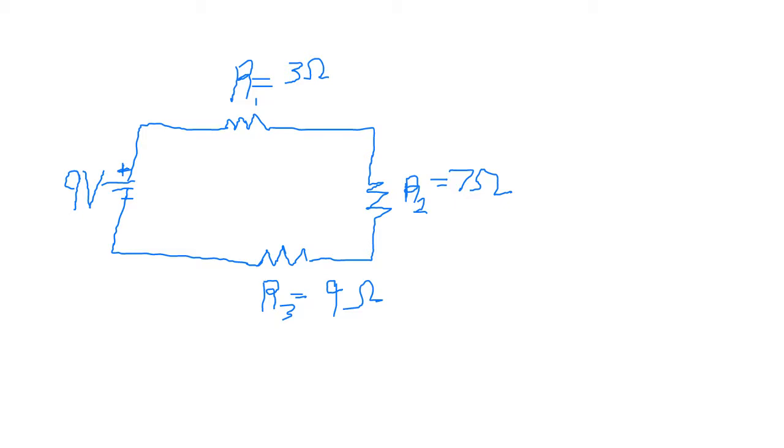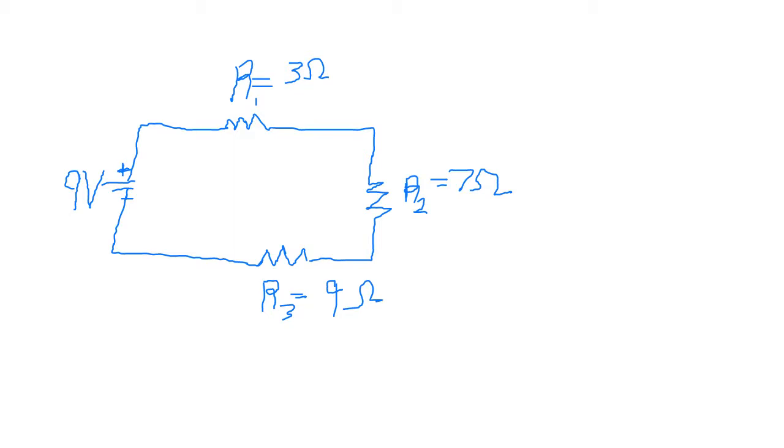Okay, so I drew this out. What you have here, you have 9 volts coming into this circuit. R1 is equal to 3 ohms, and that's another thing that I didn't say: ohms are the units for resistors. R1 is 3 ohms, R2 is 7 ohms, and then R3 is 9 ohms.